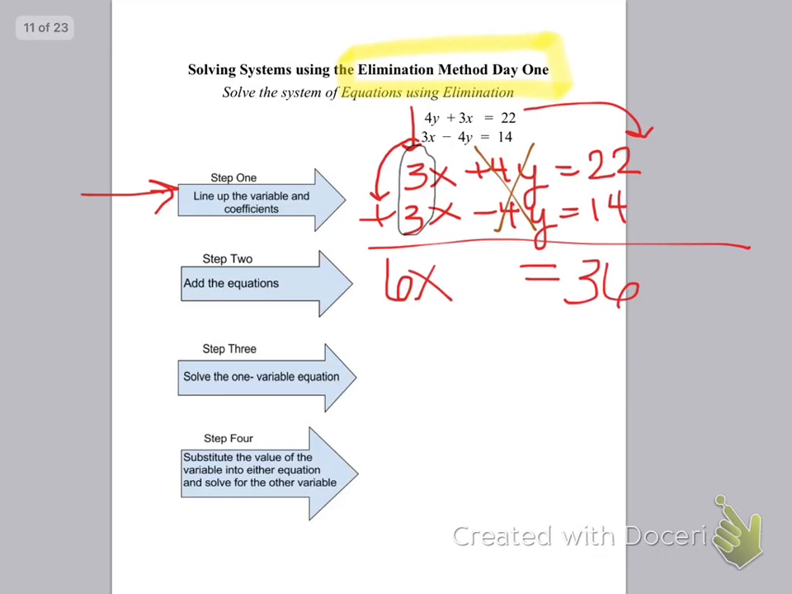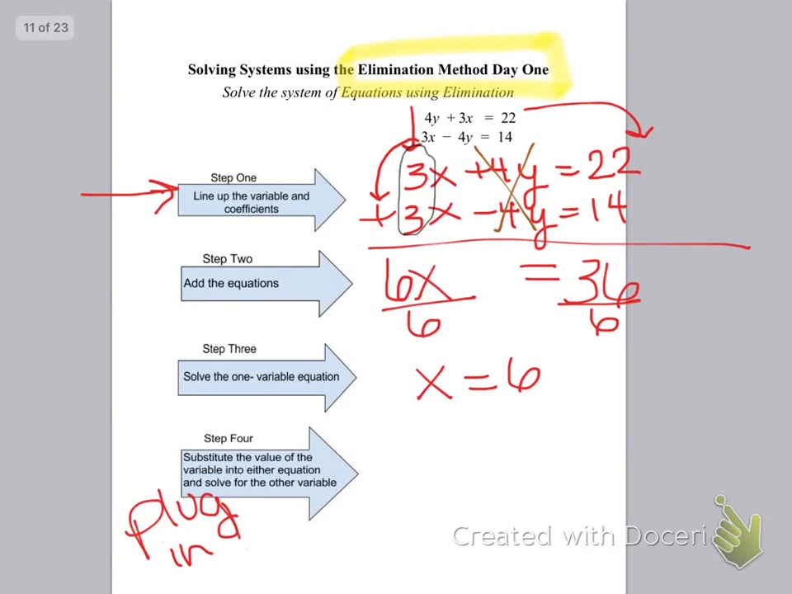Okay, so I added the equation. I've isolated one of the variables. Now I need to solve that equation. Well, if I have 6x equals 36, you guys know I'm just going to divide by 6 on both sides. x equals 6. Okay, so I'm here. I have my x value. I still need my y value. So I'm going to plug it in.